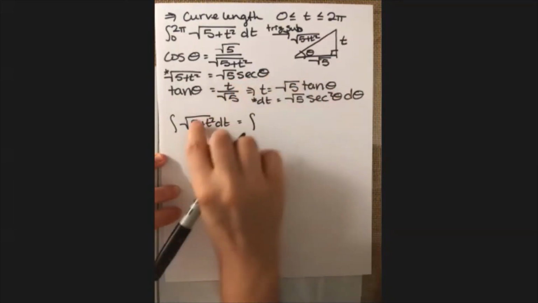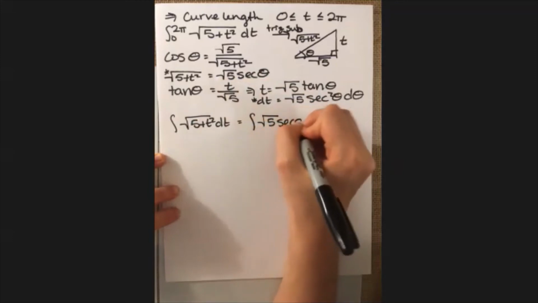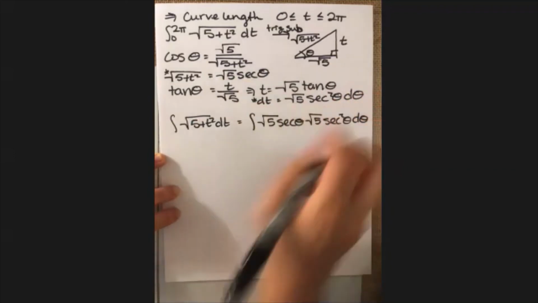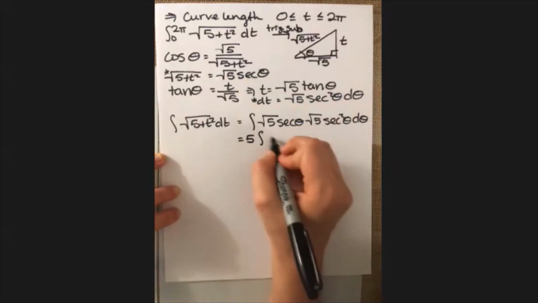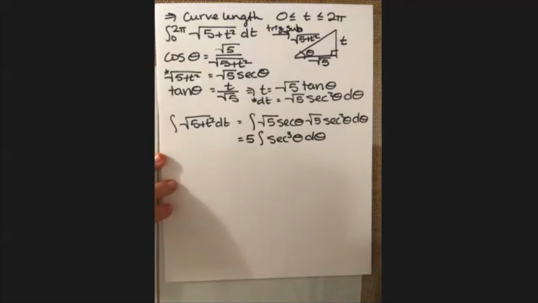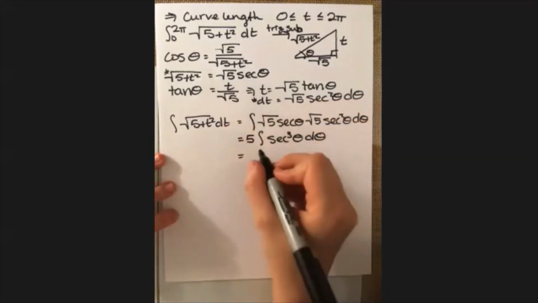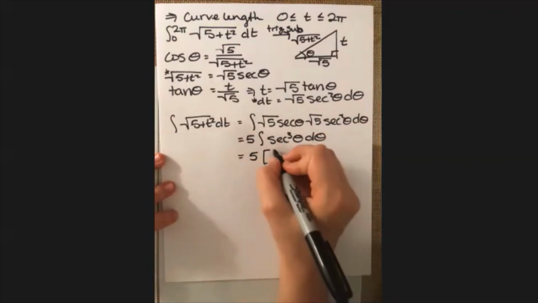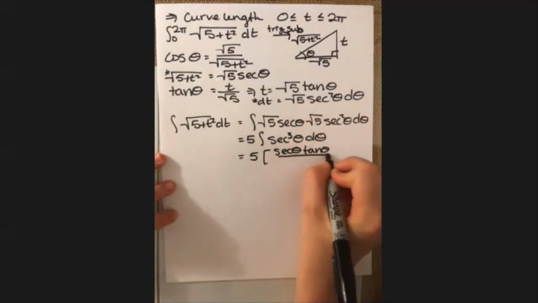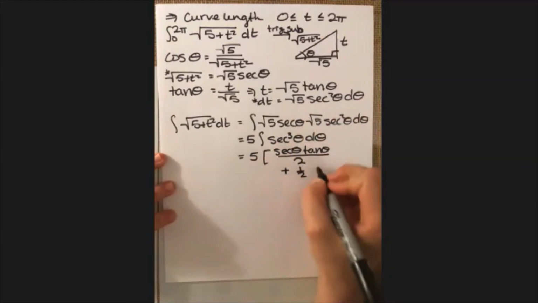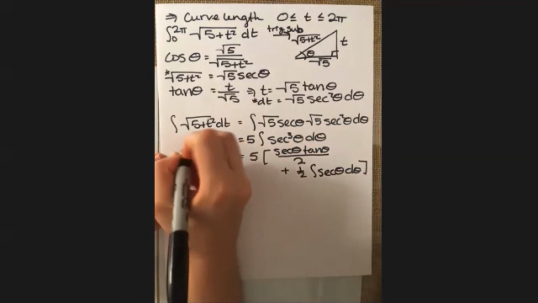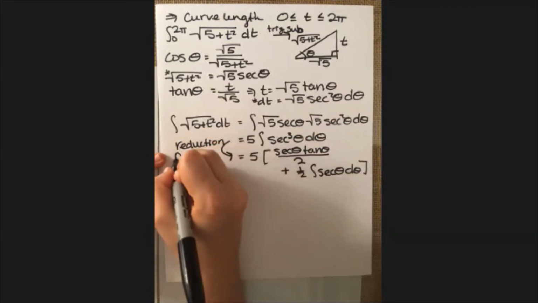So this guy right here winds up becoming root 5 secant theta, and then we have a root 5 secant squared theta, and then that d theta there goes in for dt. So we have 5 times the integral of secant cubed theta d theta. Great. Okay, so what do we do with that? Well, there's a reduction formula that you can apply, and what you wind up with when we do that is 5 times secant theta tangent of theta divided by 2, and then adding to that, you still have the 1/2 integral of secant theta d theta. So just a little note here, this is a reduction formula that we just applied.